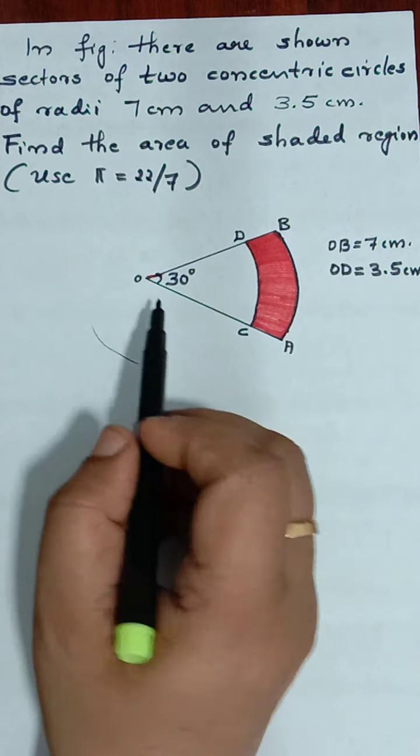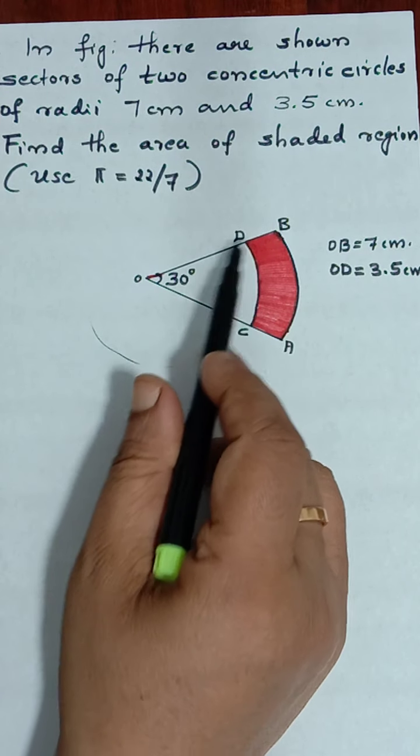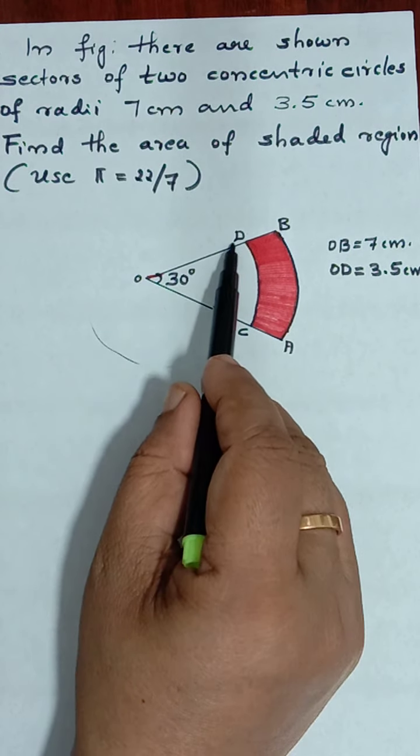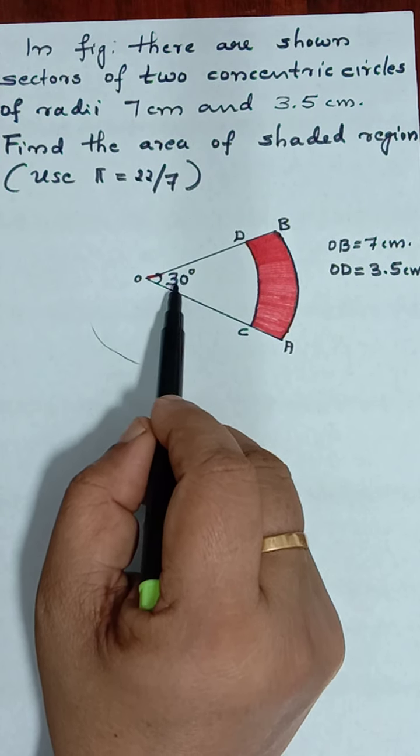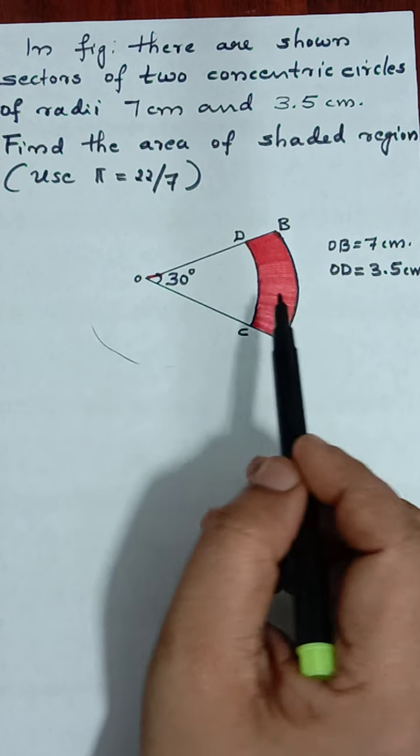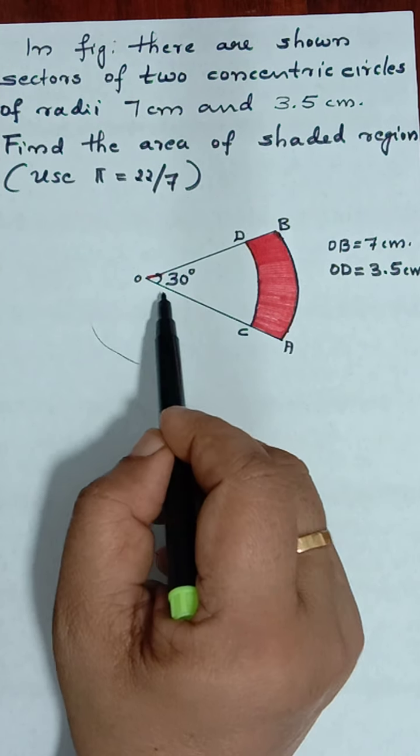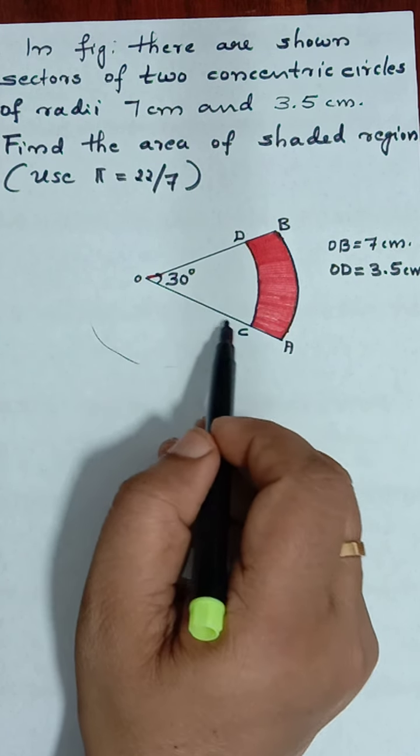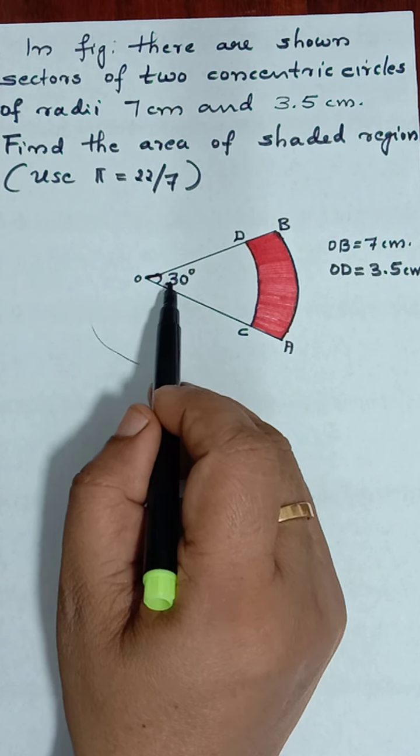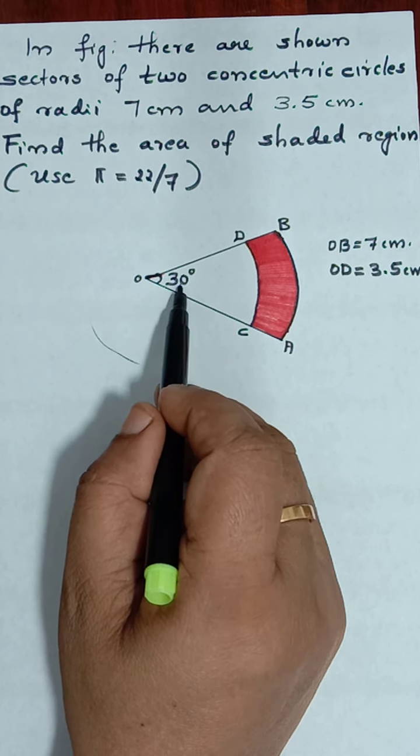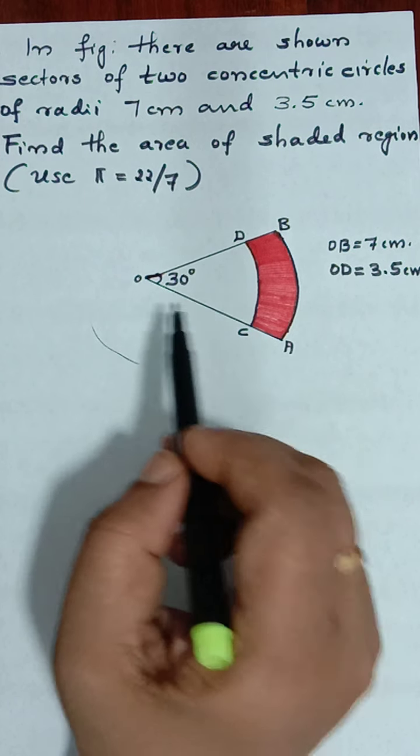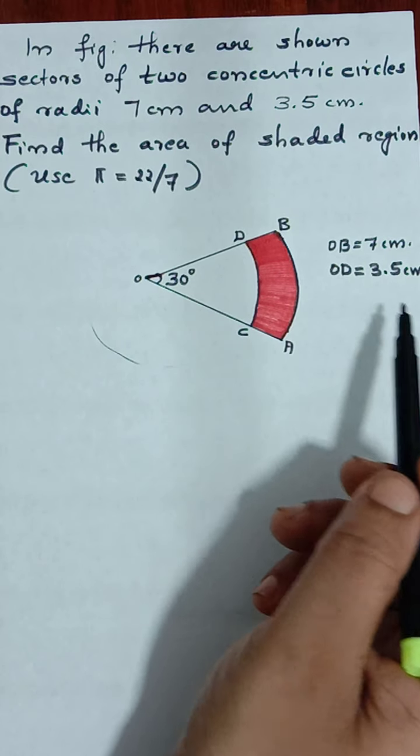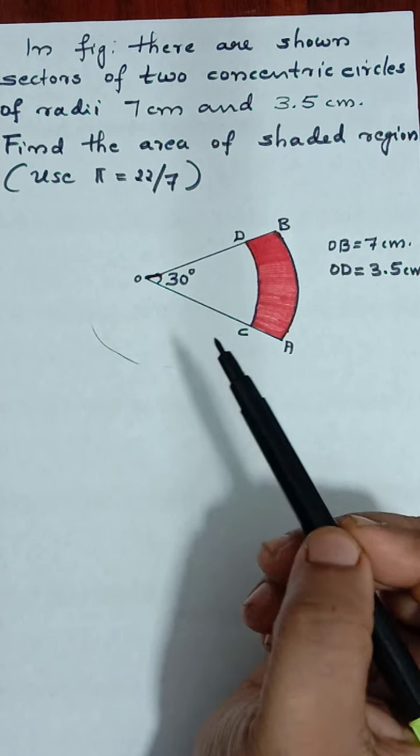Here you can see a sector OAB. OAB sector we have, this is the bigger sector, and OCD is the smaller sector. Both have the same angle, 30 degrees, but the radius is different. How to get this white area? Actually we know how to get it. For the smaller sector, theta by 360 into pi r square. Whereas for the OAB sector, theta by 360 into pi r square, where the radius will be different and the angle will be the same.